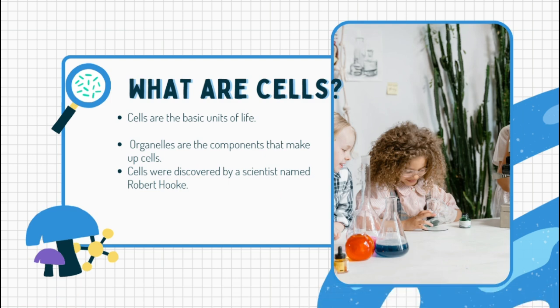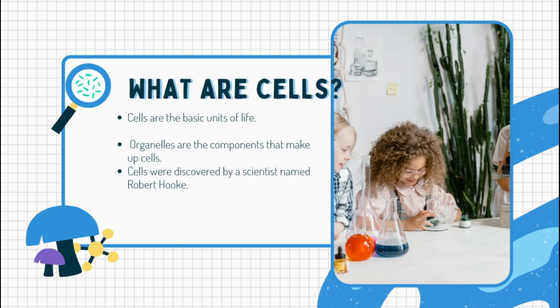Within our cells, we have structures called organelles. Organelles are the components that are in our cells, like our nucleus, mitochondria, chloroplast, vacuoles. Any structure within the cell is considered a cell organelle. And cells were discovered by a scientist named Robert Hooke.